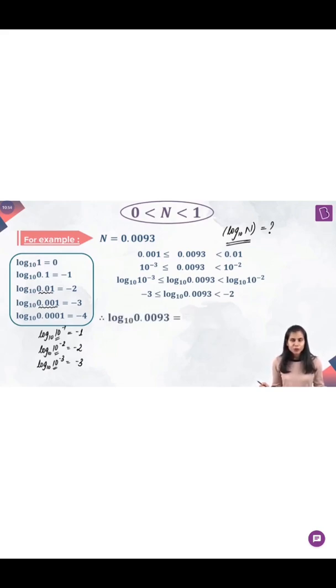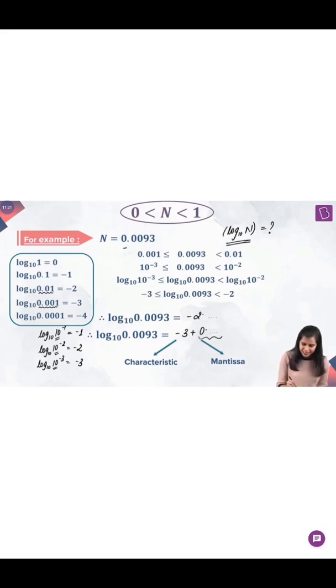Now, if I want to write its common log value, it will look something like minus 2 point something something something. That means when I break it up into integral and fractional part, it will be minus 3 plus 0 point something something something. Isn't it? Right? That means minus 3 will be the characteristic, and whatever this fractional part comes out to be will be the Mantissa. So I've got the characteristic of the common log of this given random input between 0 and 1.